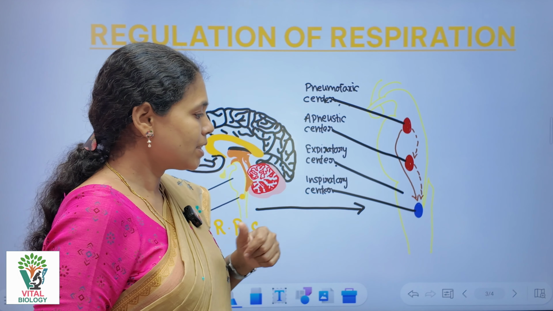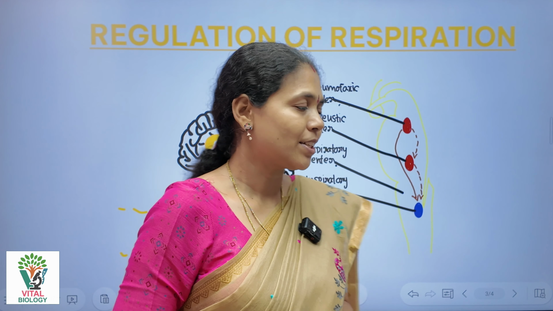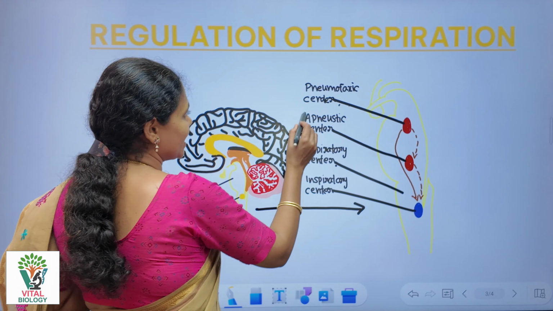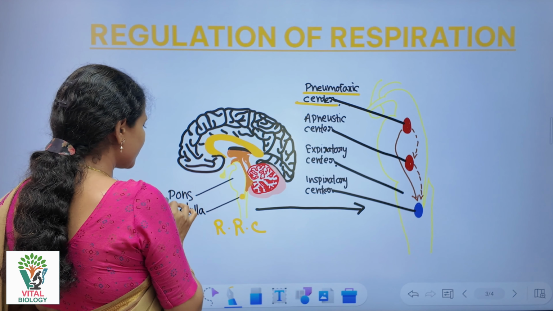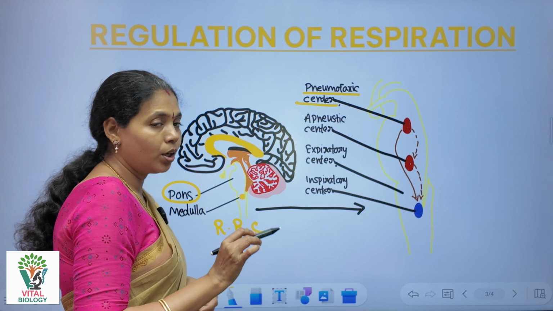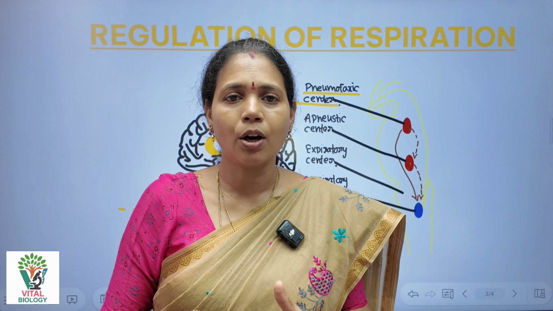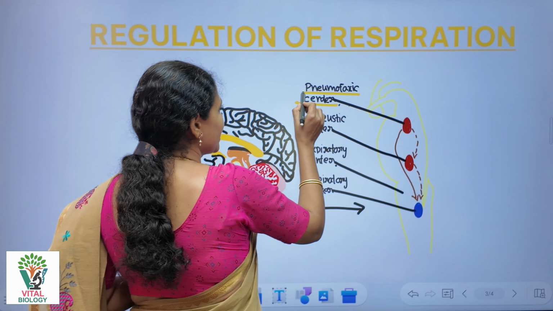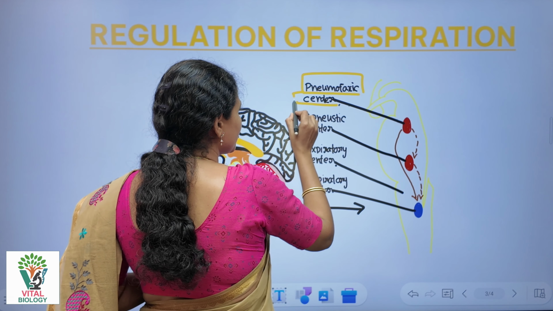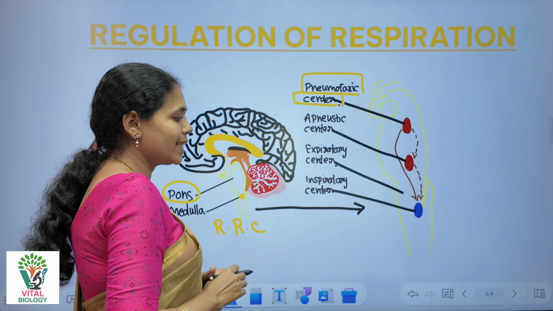The second one is the pneumotaxic center. Here you can see the pneumotaxic center, which is present in the pons varolii of the brain. In that region, one center is located, which we call the pneumotaxic center.